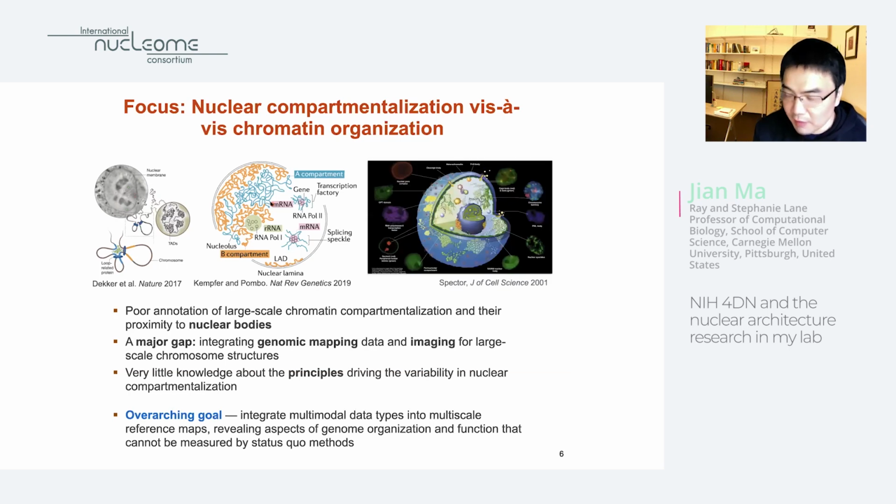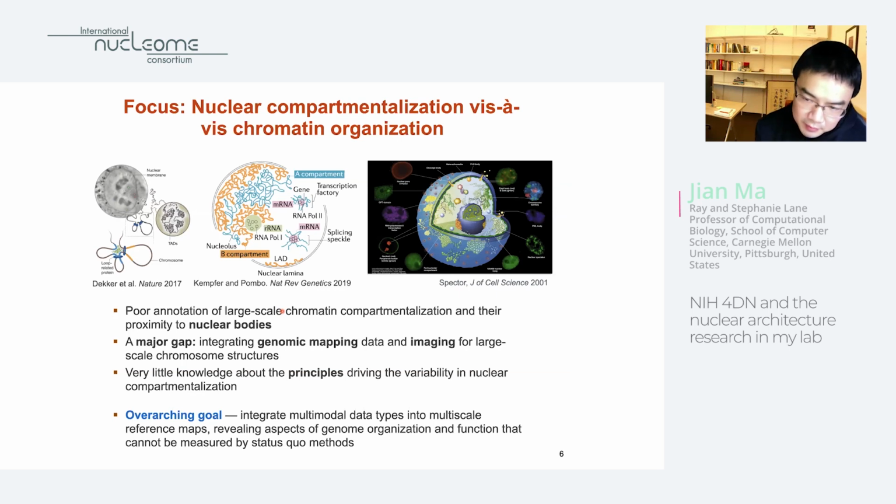And I don't have to provide too much background information to this particular audience. We all know that in the nucleus, in addition to chromatin, there are many other functional nuclear bodies, like lamina, nucleoli, PML bodies, Cajal bodies, speckles, etc. But how these large-scale chromatin regions interact with these nuclear bodies, and their proximity to these subnuclear structures, remain quite poorly annotated. But we all know that these interactions are functionally very important for genome function and cellular identity.